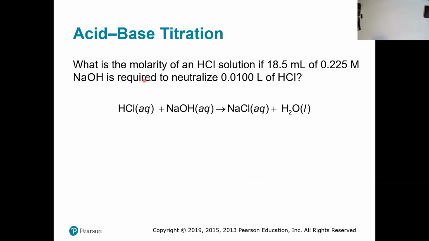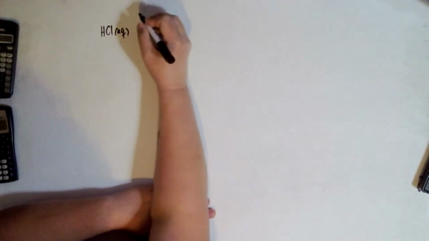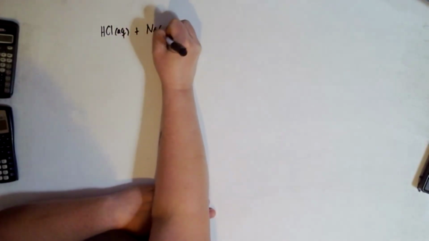Okay. So as an example, let's take a look at this. What's the molarity of an HCl solution if 18.5 milliliters of 0.225 molar sodium hydroxide is required to neutralize 0.0100 liters of HCl? All right. I know that seems like a lot when you're just looking at it, but when we treat this like any other reaction that we've looked at, same number of steps, it makes sense, I promise.